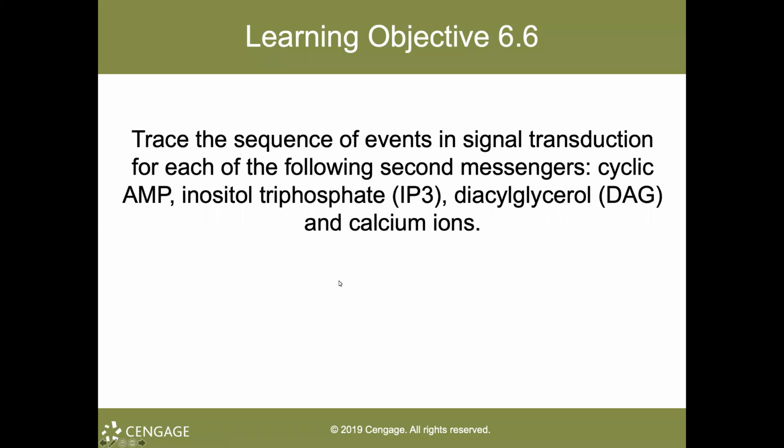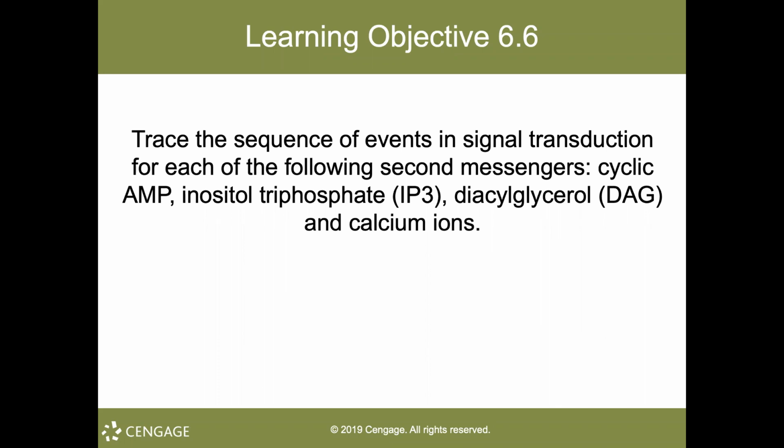IP3 will bind to the endoplasmic reticulum and cause an efflux of calcium ions. Calcium ions are also second messengers. Whereas DAG, or diacylglycerol, will go on to activate protein kinases, which will then in turn phosphorylate other proteins, and these will lead to the activation of other cellular activities.